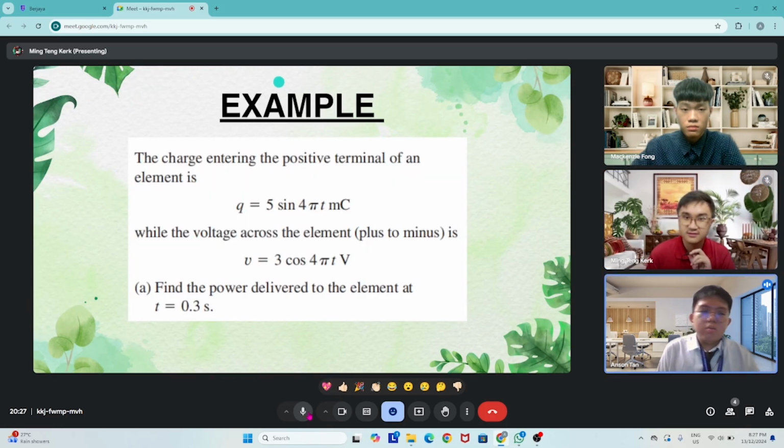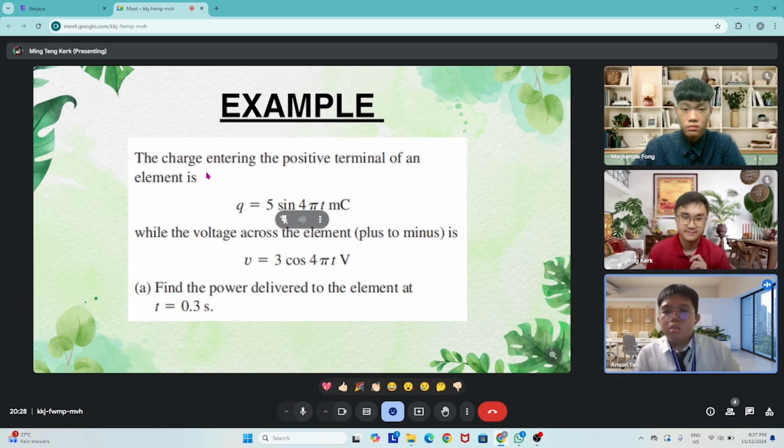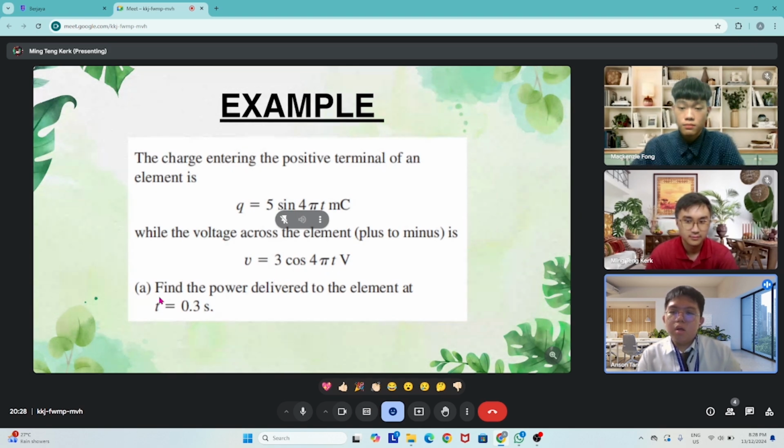Thank you. Now I will explain the example. The charge entering the positive terminal of an element is q equals 5 sin 4 pi t millicoulomb, while the voltage across the element from plus to minus is v equals 3 cos 4 pi t volt. The example wants us to find the power delivered to the element at t equals 0.3 seconds. Now I will pass to my teammate Mackenzie to explain the solution.